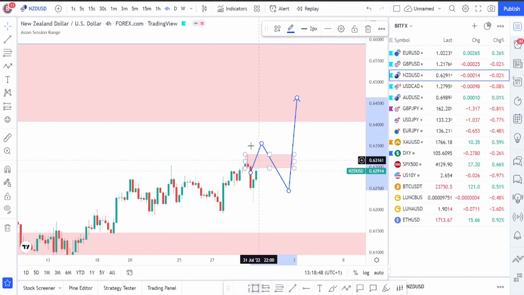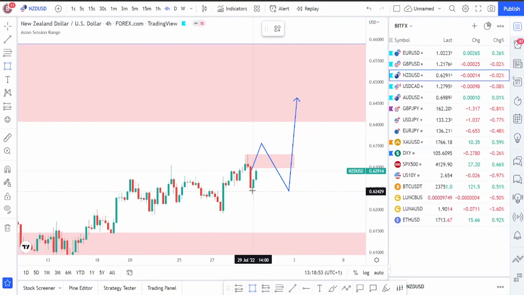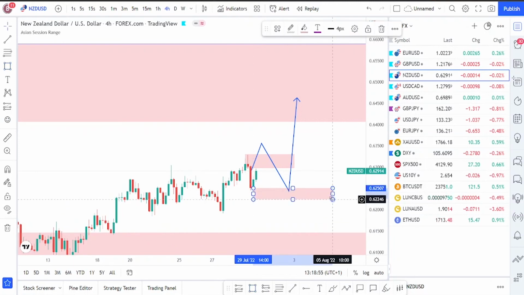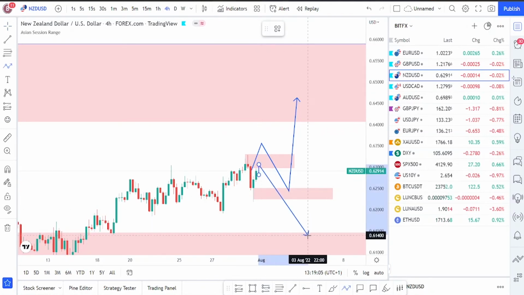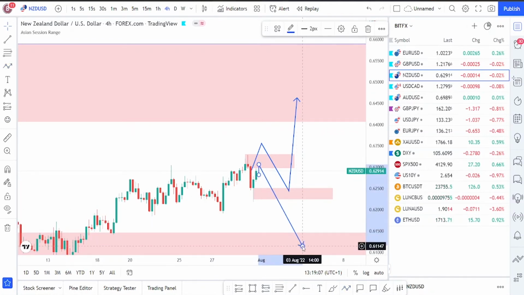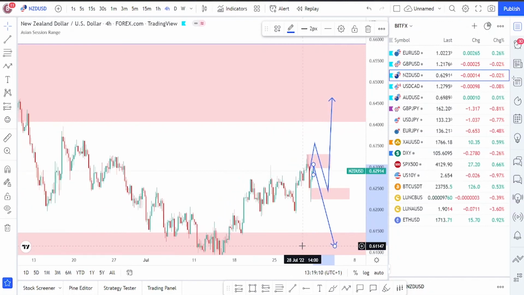So after the break of structure happens, we will be looking for buys from this zone right here. Okay, if the break of structure happens. If the break of structure doesn't happen, we have the second possibility, which was this right here. So market just taps into this, goes down. Alright, so this was all for the NZD/USD.